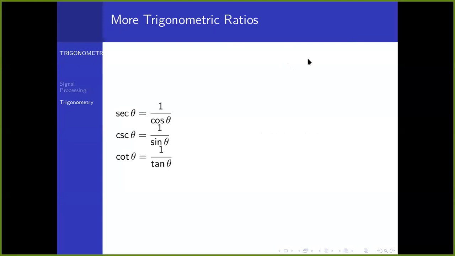So there are also some more trigonometric ratios, the reciprocals of sine, cosine, and tangent. And this is what you get. Secant theta is the same as 1 over cosine theta. Cosecant theta is the same as 1 over sine theta. And the cotangent of theta is the same as 1 over the tan of theta. Again, we may not use this so much. Maybe in the next presentation, we will do the graphs of these functions as well.